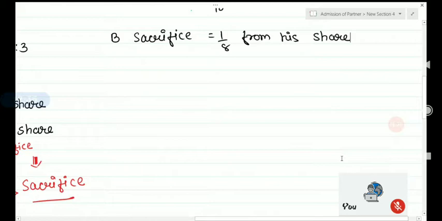Calculation is very easy in this method. Whenever the word "from" is given, then calculation is very easy. You don't need to calculate sacrifice.